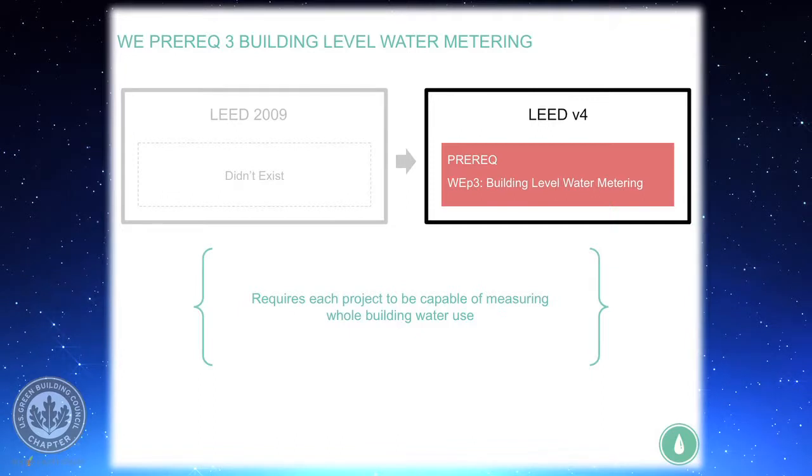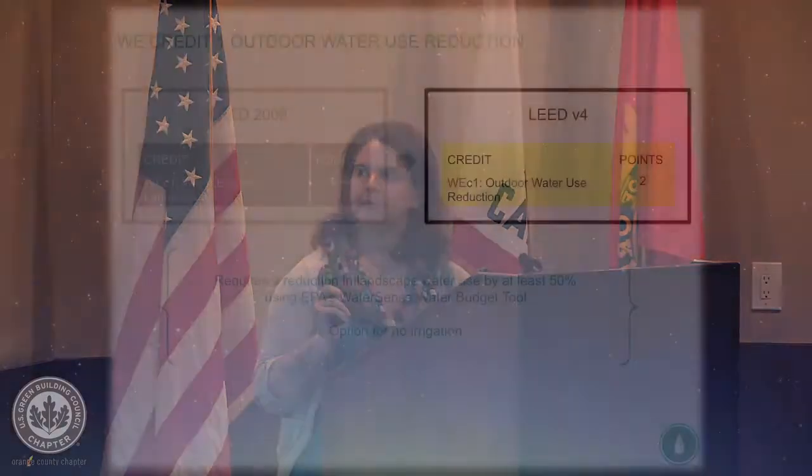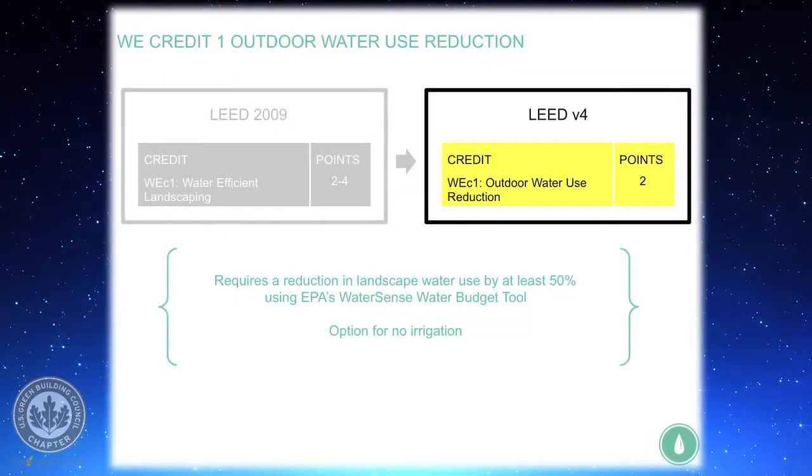We've added a new prerequisite for building level water metering. You'll see a similar change on the energy side. This is true of BD&C and EBOM rating systems as well as residential. So each building needs to be capable of measuring its whole building water use. And so in a campus application, does anyone use campus here? Just a couple? So in the campus application, each building on the campus that's going through certification would need to have that building level meter.